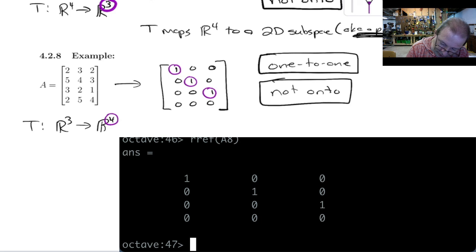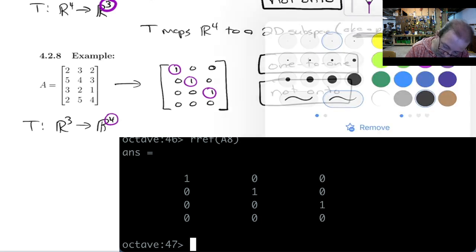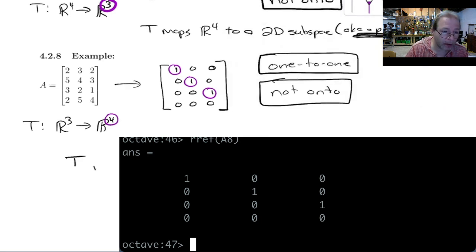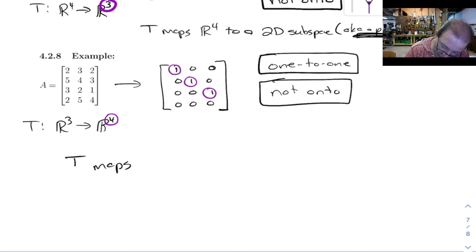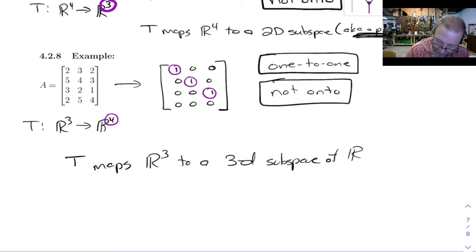And it's not onto because this maps R3 to a 3D subspace of R4. All right, that's it.